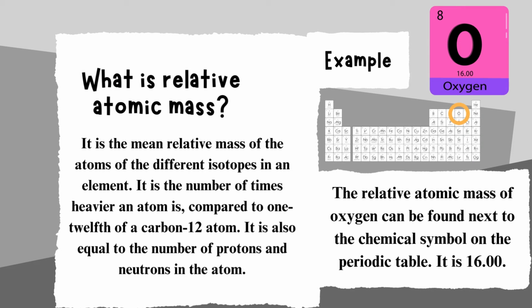So what is relative atomic mass? It's the mean relative mass of the atoms of the different isotopes in an element. It's the number of times heavier an atom is compared to 1/12 of a carbon-12 atom. So it's also equal to the number of protons and neutrons in the atom.